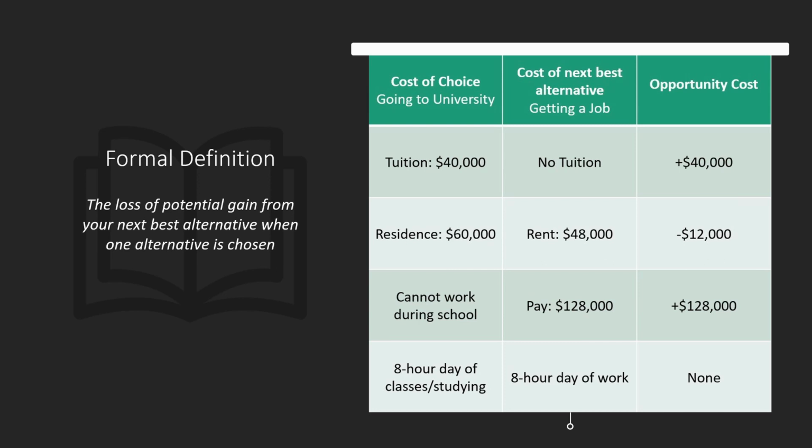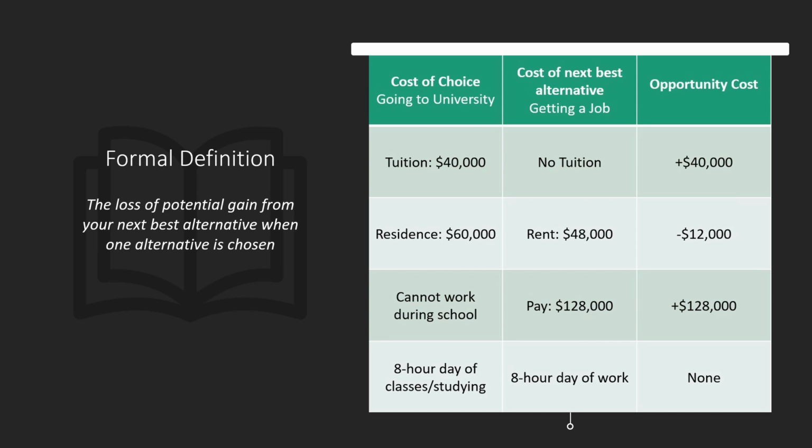If you choose to go to university, you're going to have to pay tuition. This will be different depending on location and program, but let's just assume around $40,000. Getting a job, on the other hand, you do not have to pay any tuition. So, after evaluating that aspect, the opportunity cost becomes $40,000.